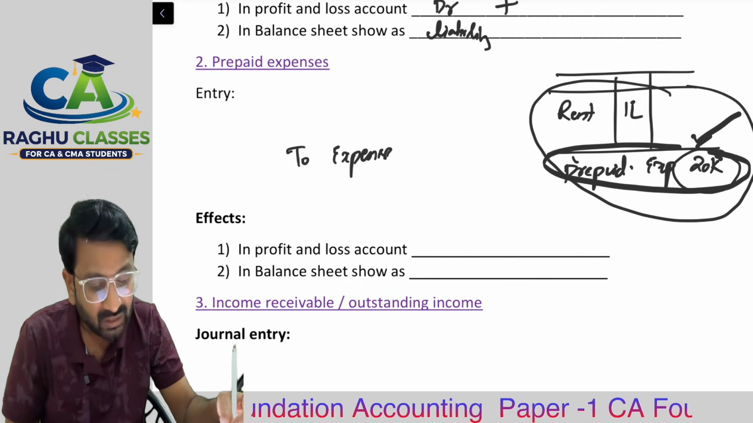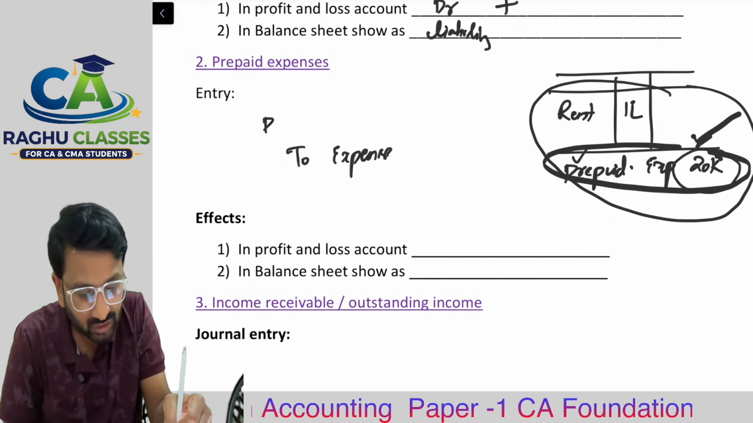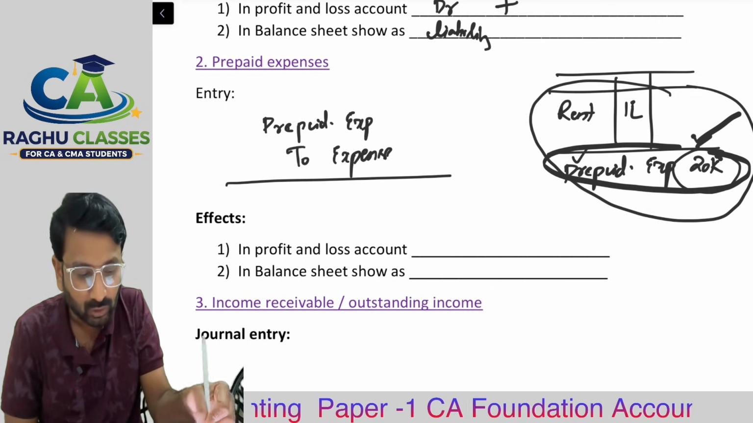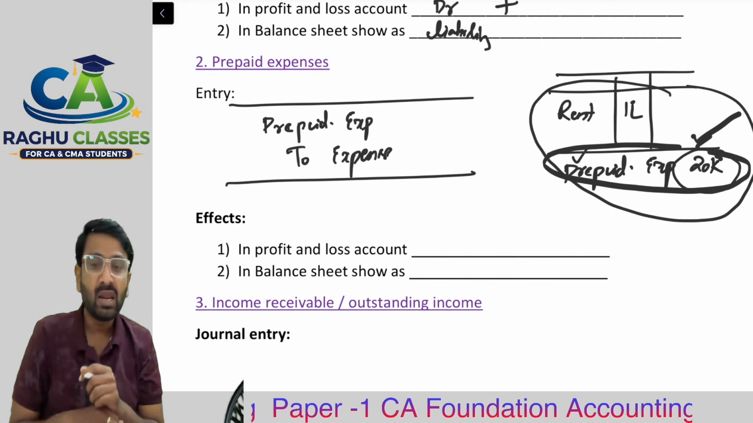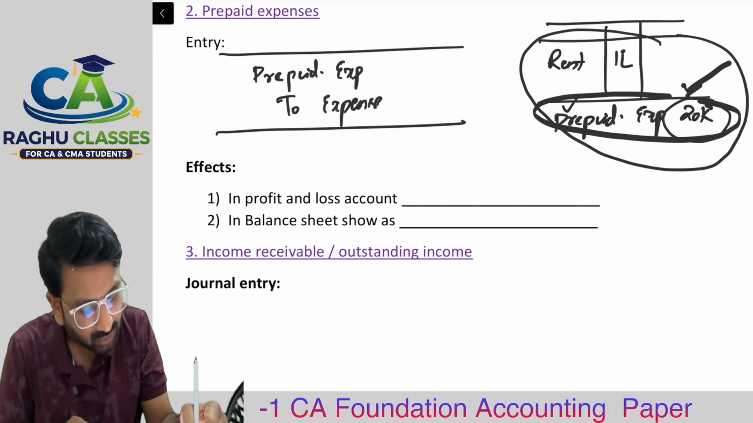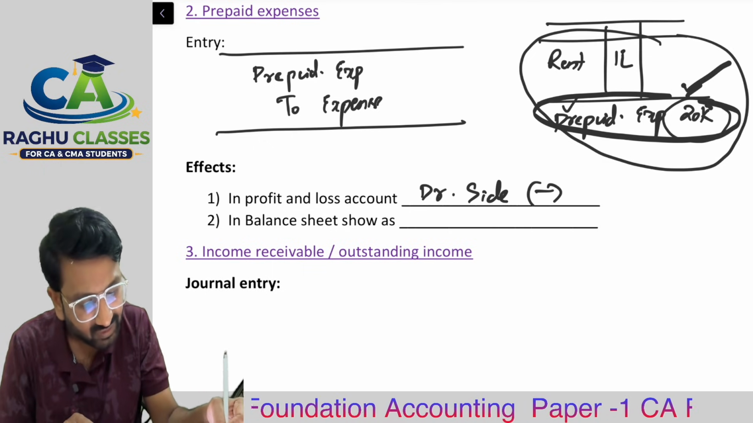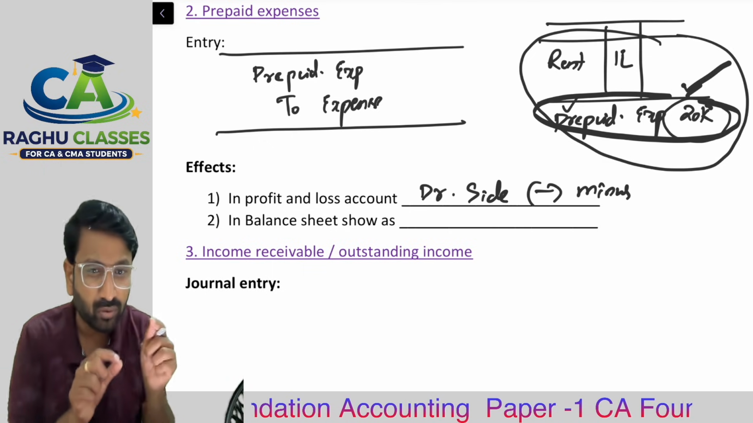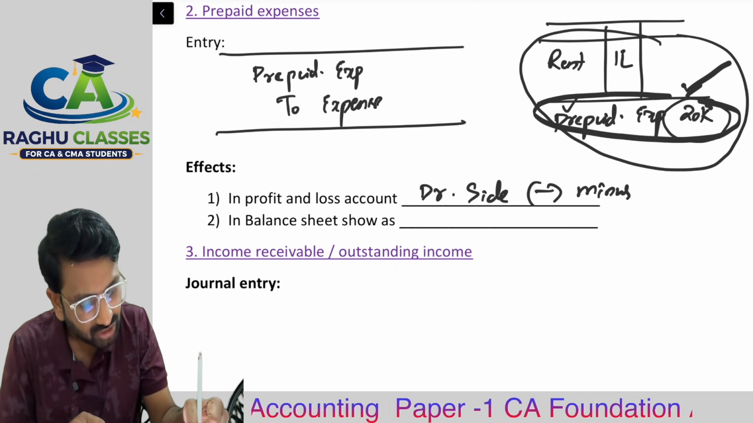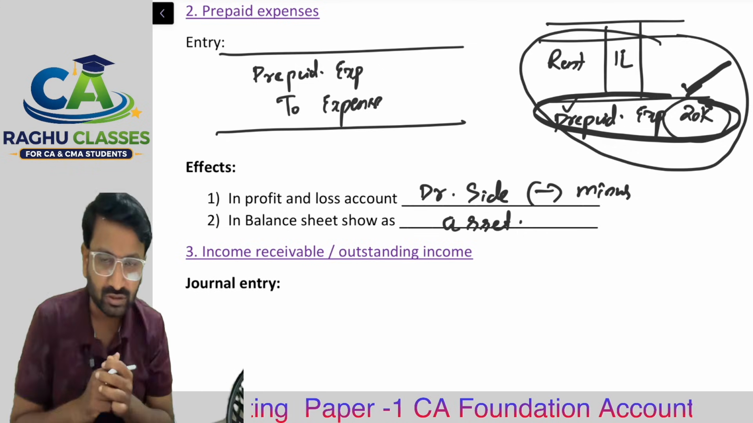And whatever you pay in advance is like a right for you, which is an asset. And any asset needs to be debited. So the entry is going to be prepaid expense account debit to expense. This will be the entry. And this will have two effects. Effect number one, in profit and loss account, on the debit side, we are going to minus this from the expense because it does not pertain to the current year. And effect number two, in the balance sheet, we show it as asset. Normally, we show it as a current asset in the balance sheet. These are the two effects.